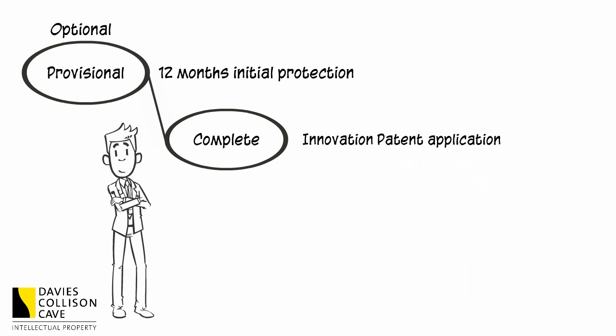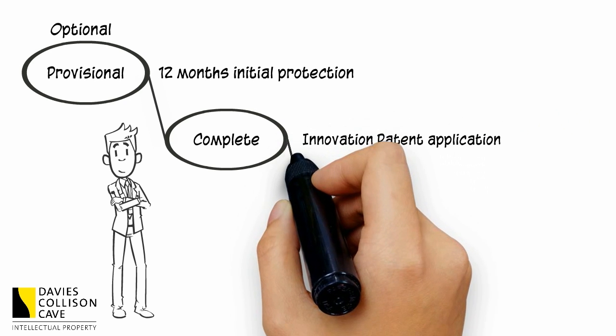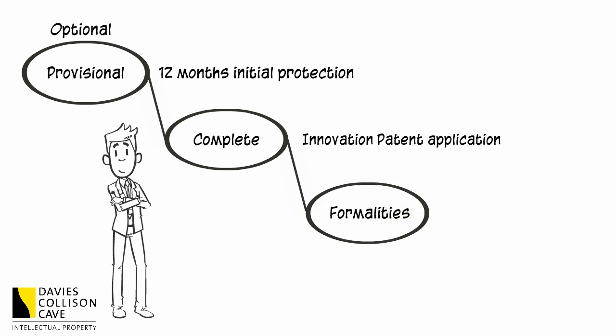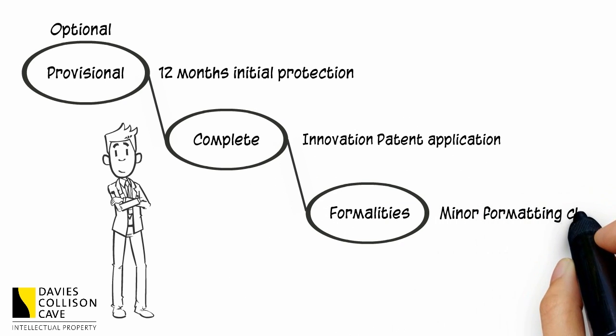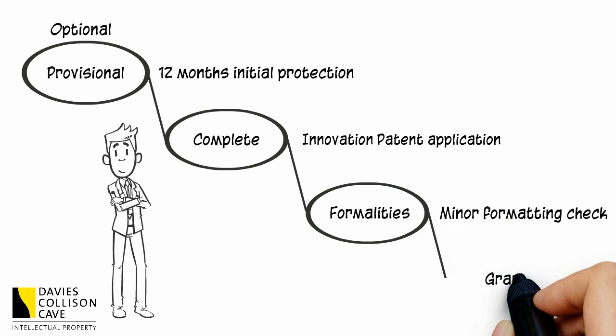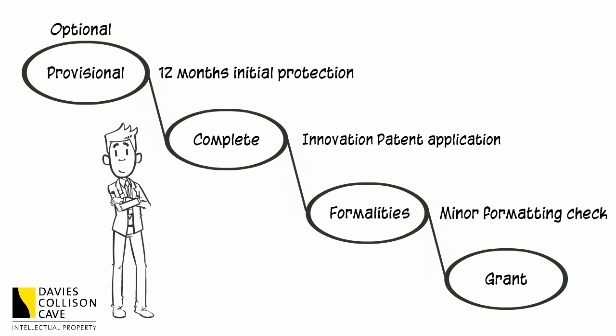Once filed, your innovation patent application undergoes a formalities examination where minor details are checked. These details include things like the inventor names and/or the formatting of the application. Once this formalities examination is completed, your application will proceed directly to grant.